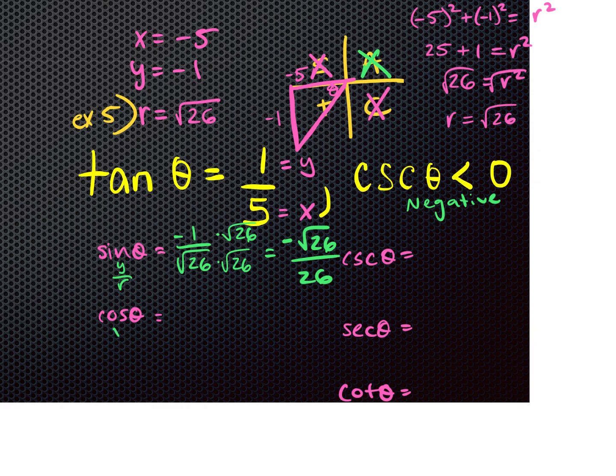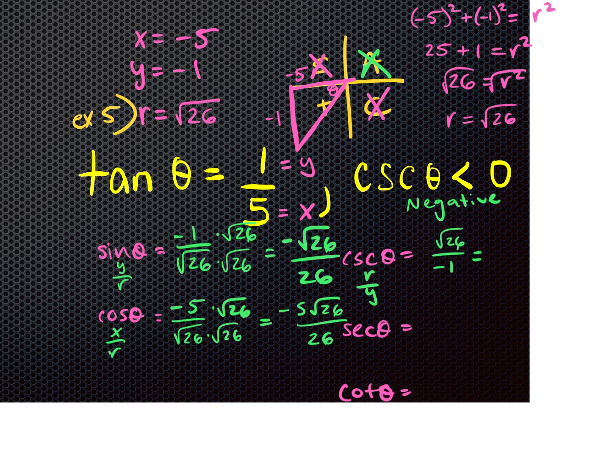Cosine is going to be x over r. So our x is -5 over square root 26. We got to rationalize again here. So we get -5 square root 26 over 26. Cosecant is r over y. It's going to be the reciprocal of sine, so we can just flip it. It would be square root 26 over -1. How would I simplify my answer here? Negative square root 26.